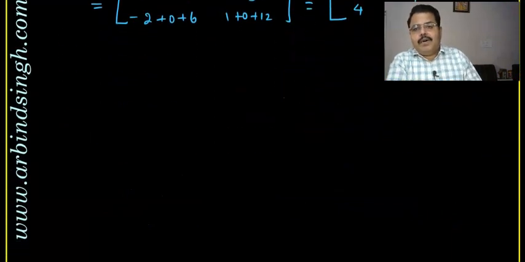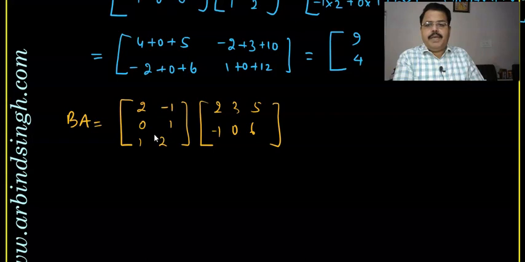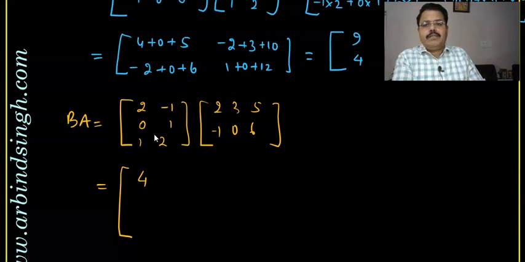Let us see. For BA, the condition is B I need to write first. So here we have to find the product BA. How to calculate? 2 into 2, that is 4. Minus 1 into minus 1 is 1. I can write directly, skipping the middle term we wrote earlier. 2 into 3, that is 6, plus minus 1 multiplied by 0 is 0. First row, third column: 2 into 5 is 10. Minus 1 into 6 is minus 6. I can write minus 6 directly. There is no problem.